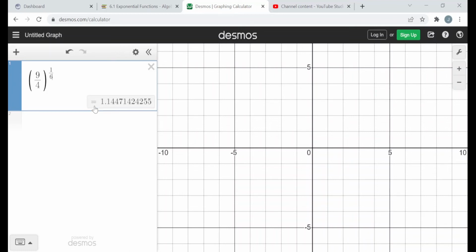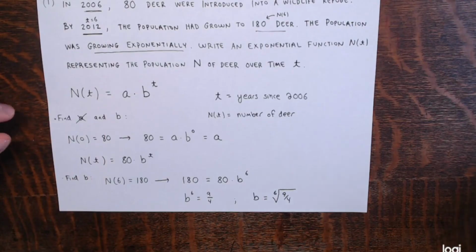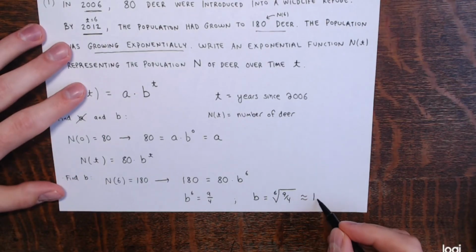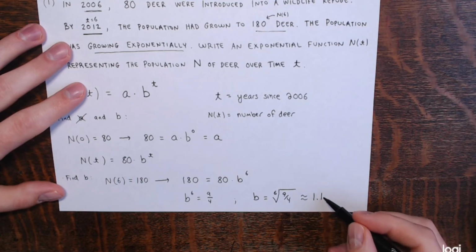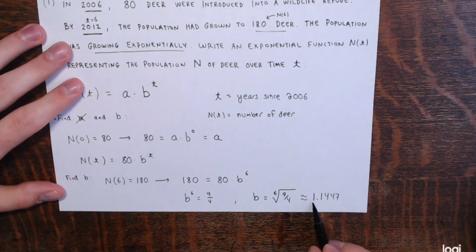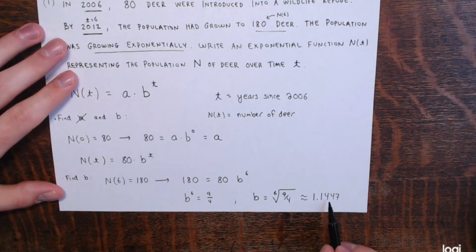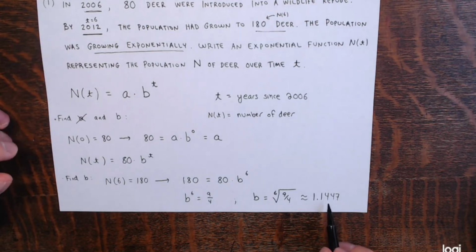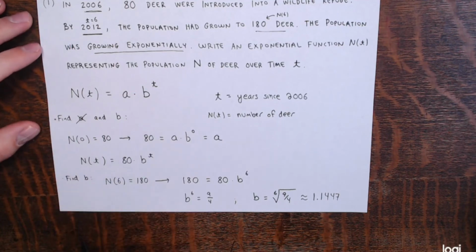And we're getting about 1.14471, blah, blah, blah. I'll just go 4 decimal places there. 1.1447. So this is approximately 1.1447 if I round to 4 decimal places. And notice that this b is bigger than 1. And if you recall from an earlier video, that means we have exponential growth, and it should be growth, right? The population of this deer population should be growing.